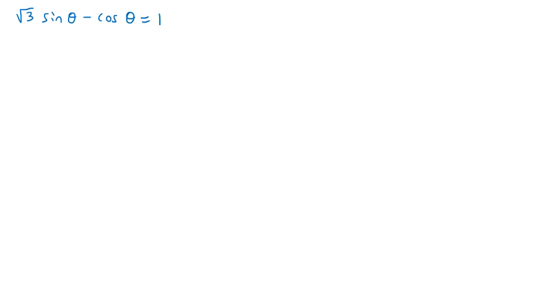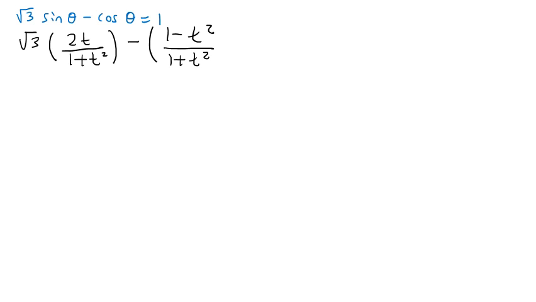So now we substitute sine and cos with the t-substitution. So sine will become 2t over 1 plus t squared, and cos would be 1 minus t squared over 1 plus t squared, equals to 1. Notice here, the denominator is the same, that is 1 plus t squared. So we can bring the 1 plus t squared to the right side. And also we can expand 3 with 2t and also expand the negative here.